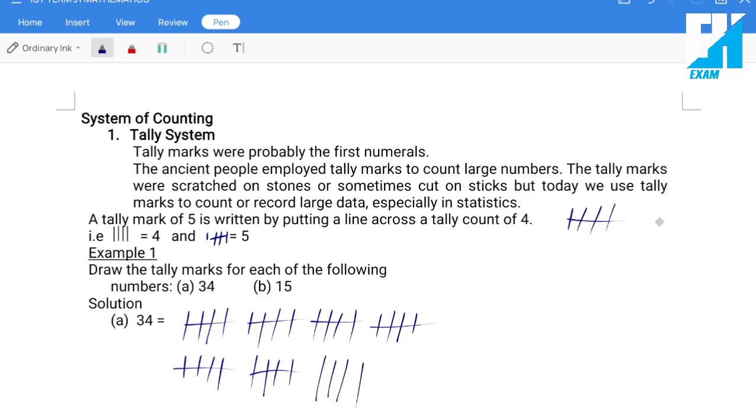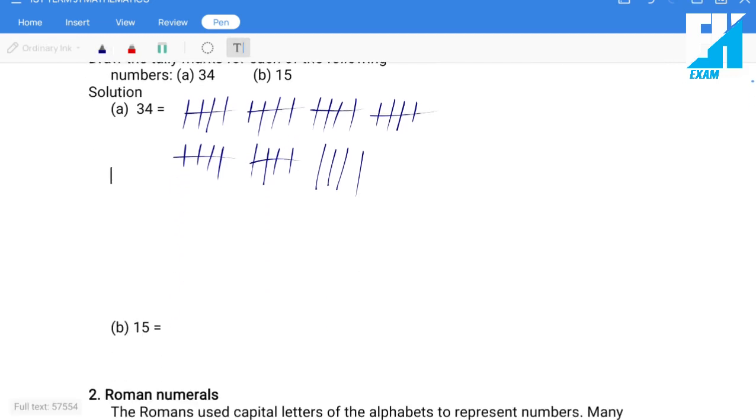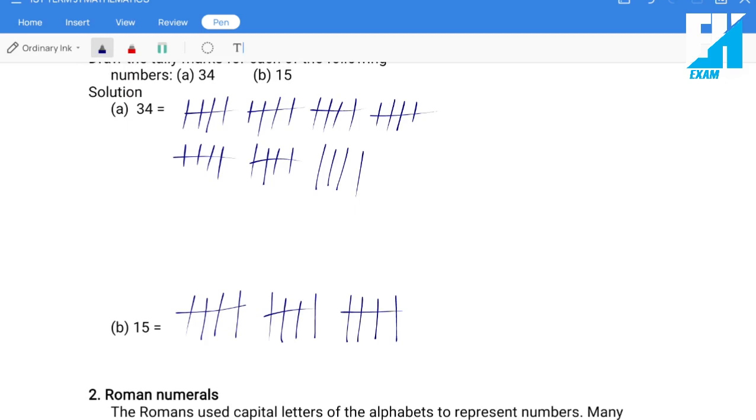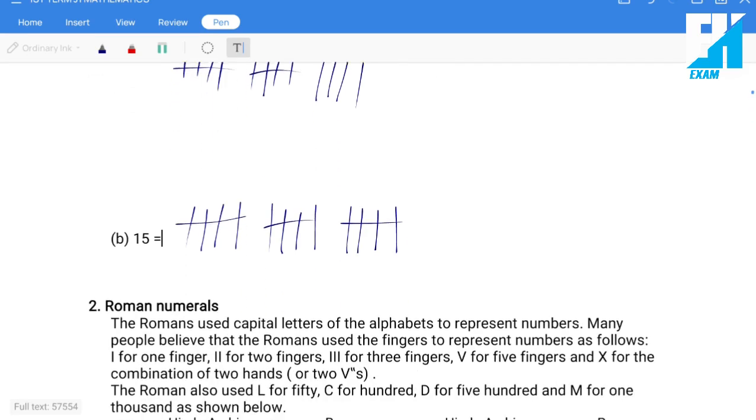So it can be asked in any exam that you should draw that. So let's do the one for 15. It's 1, 2, 3, up to 15. That is the answer. I believe you understand that when you cross it like this, it makes it 5. Now let's move on to Roman numerals.